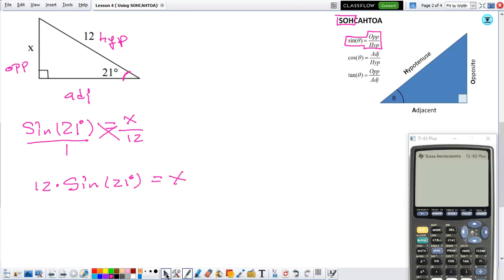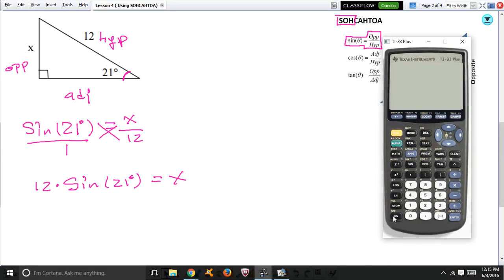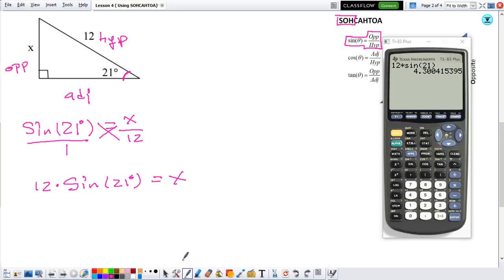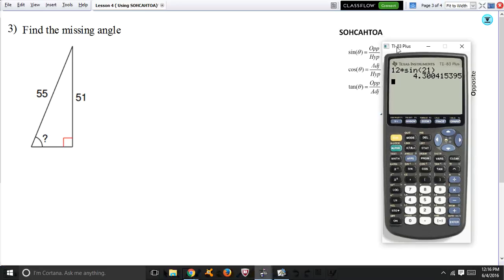So let's see what that is using our calculator here. 12 times the sine of 21. Press enter here. So that means that x has a value of 4.30. Let's keep rounding it to the nearest hundredth. Now remember, all we're doing here is identifying what do we have and what do we want. Once we know those two things, then we can figure out which of the three components of Sohcahtoa we can use. Now let's look at a different problem here.